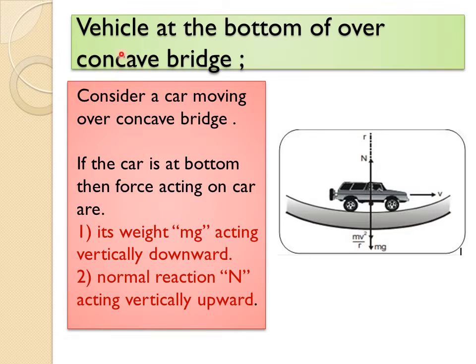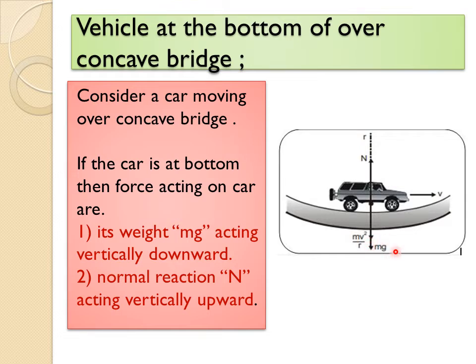So the next point is vehicle at the bottom of a concave bridge. Consider a car over a concave bridge. This is the car, and it is passing over a concave bridge. This is the bottom point of the concave bridge. If the car is at the bottom of the concave bridge, then the forces acting on the car are, first, its weight mg acting vertically downward.